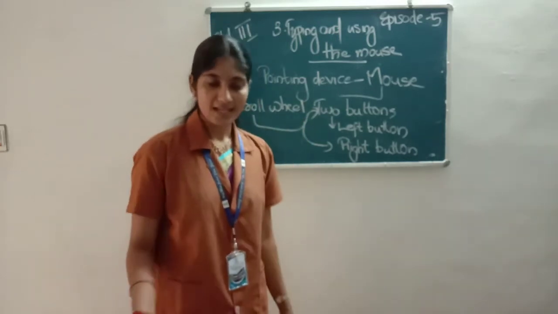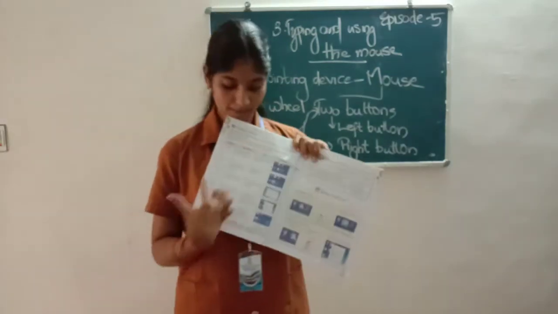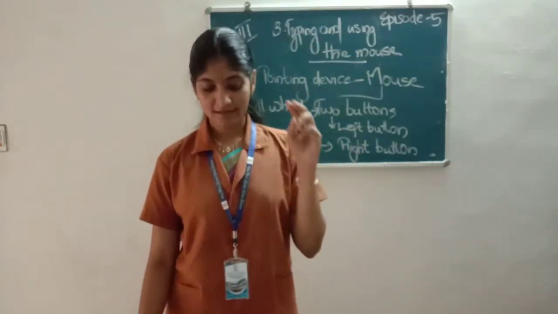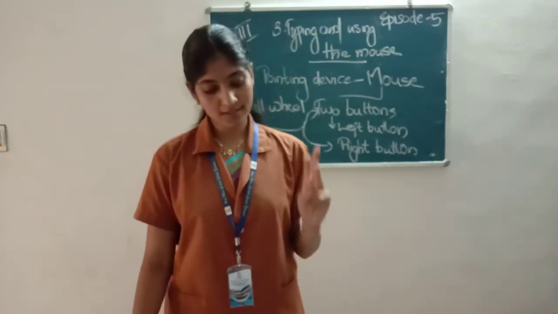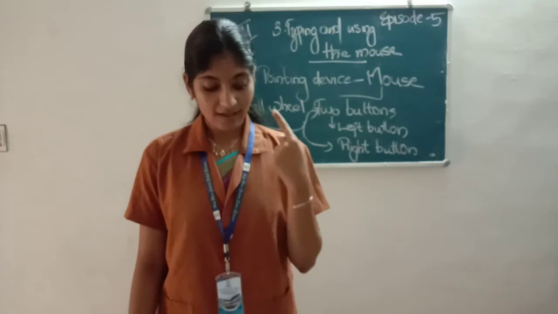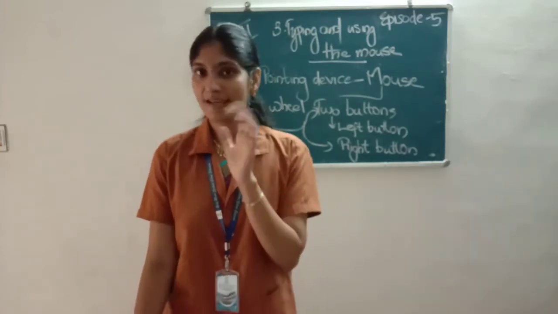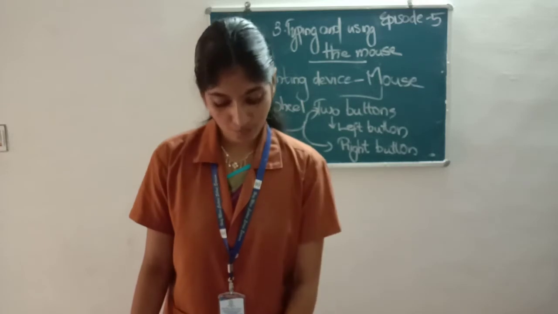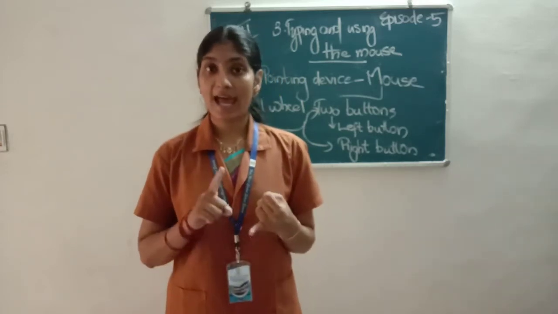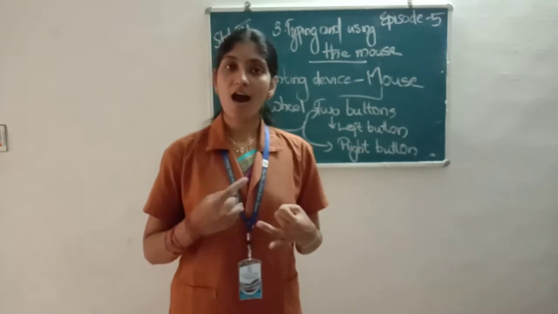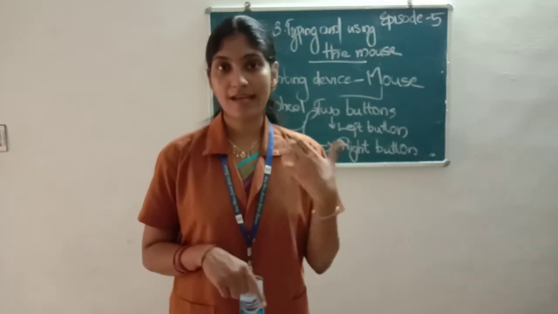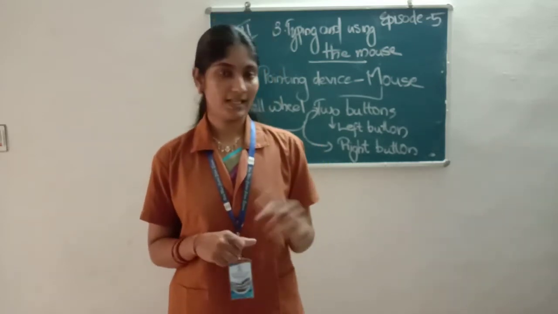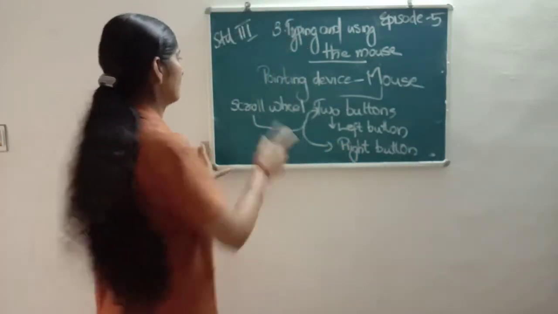Then here in your textbooks there is a table. Can you see that? Yes. In that table, this table explains the actions of a mouse, then how to do that action, then what is its use, then an example. So what are the things we can see in that table? First, actions of a mouse. Second, how to do those actions. Third, what is its use. And fourth, an example. So let's see what they are.